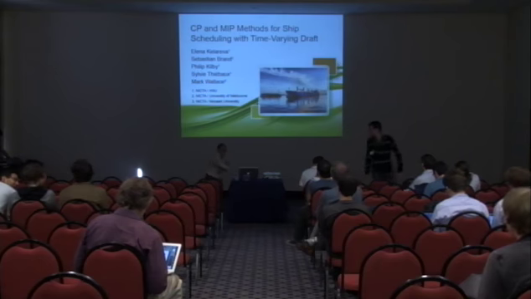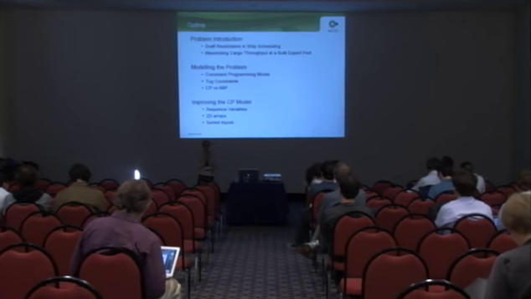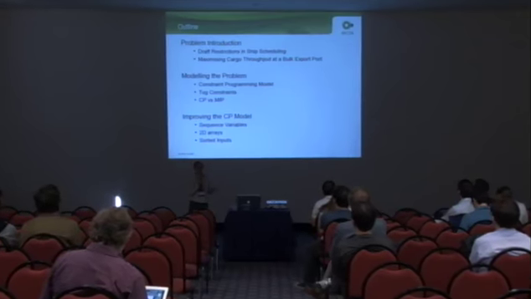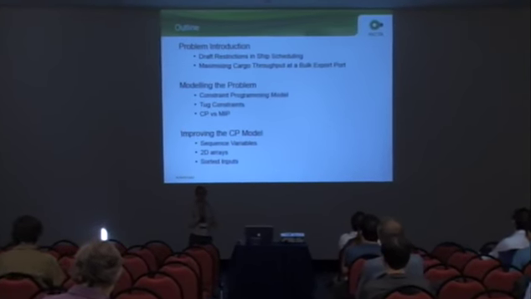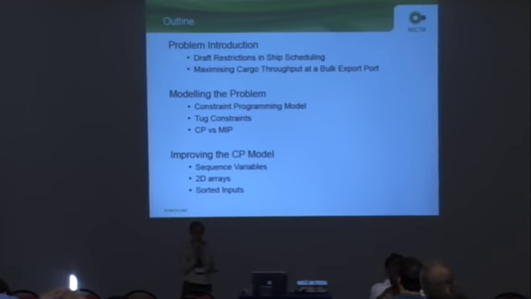Sorry about that. So I'll start with just introducing the problem. The specific problem I'm looking at is maximizing cargo throughput at a bulk export port. And I'll tell you a bit about why draft restrictions are important for this problem. Then I'll talk about how we model the problem using both constraint programming and mixed integer programming. And finally, I'll talk a bit about some improvements to the CP model that we tried.